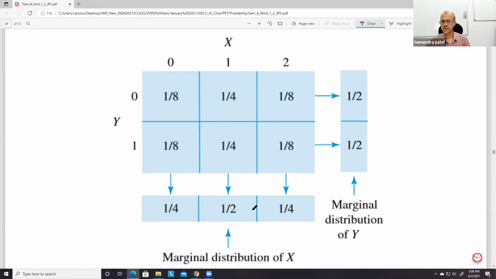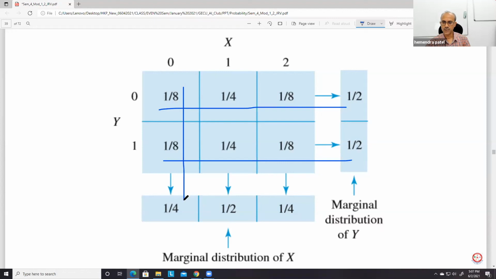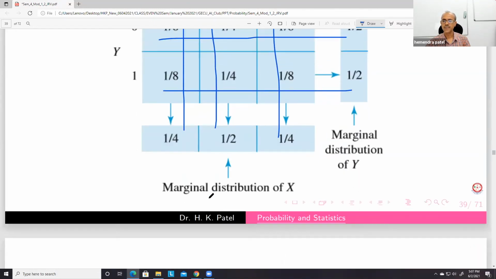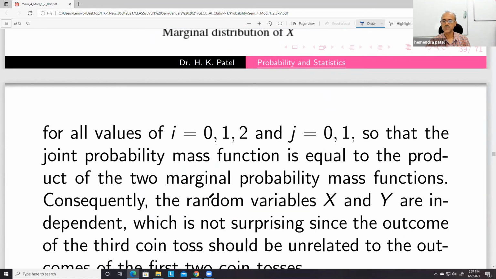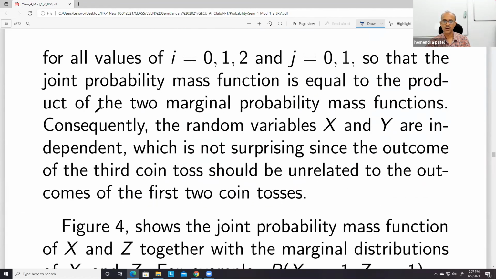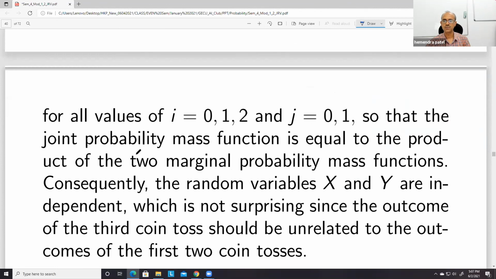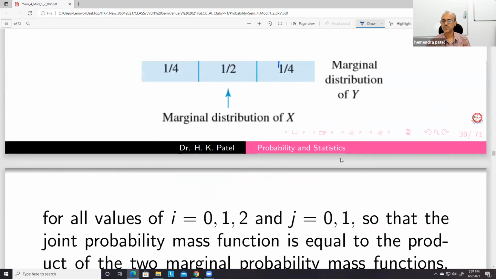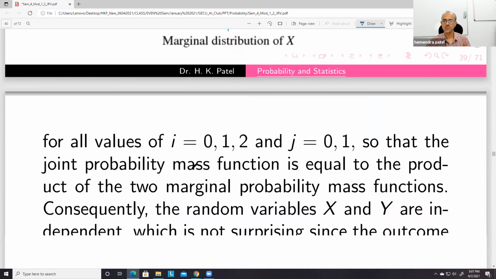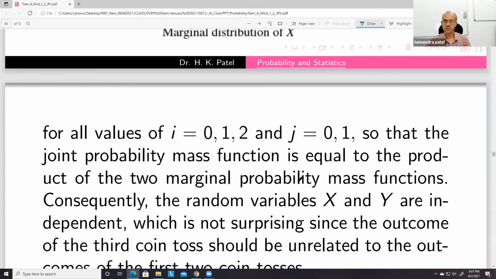So you can find the marginal for x and the marginal for y. Okay, you just add them, you get this. And vertically, if you add them, you will get these numbers. Okay, so we have marginals. So what it says, this we have got, is that the joint probability mass function is equal to the product of the two marginal probability mass functions.